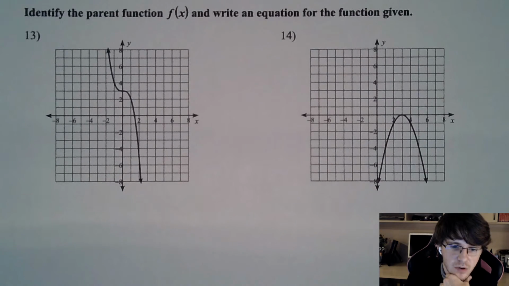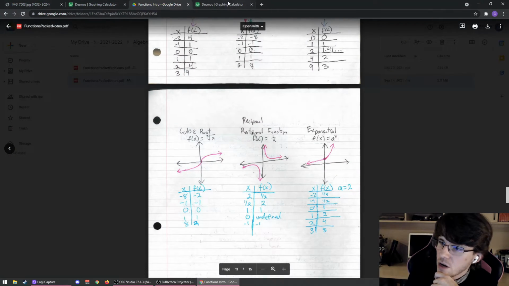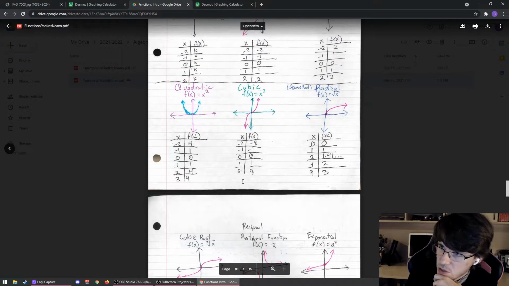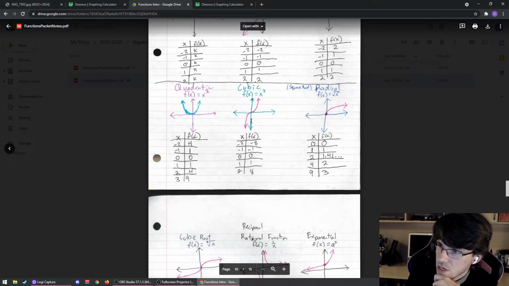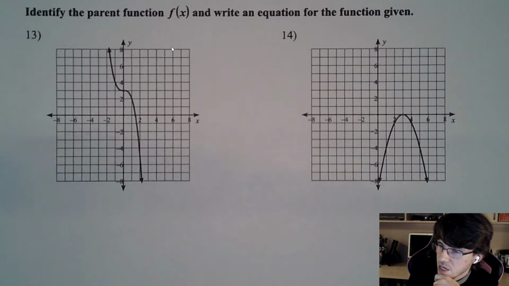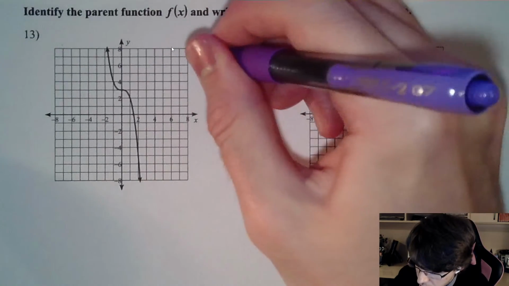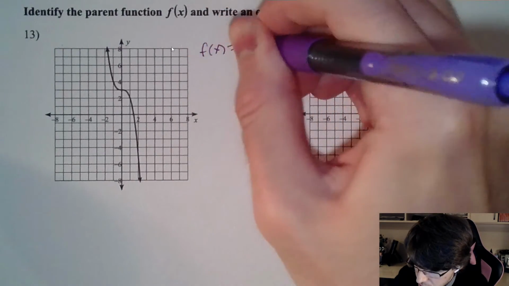So if we look at it, we're going to go back into our pictures here. We have to figure out, hey, which one looks like an S? Well, this one kind of looks like an S. That one looks like an S. So which one is it? Well, the problem in question, it kind of looks like it points more up or down. So that means our original function, f of x, is going to be equal to x cubed.